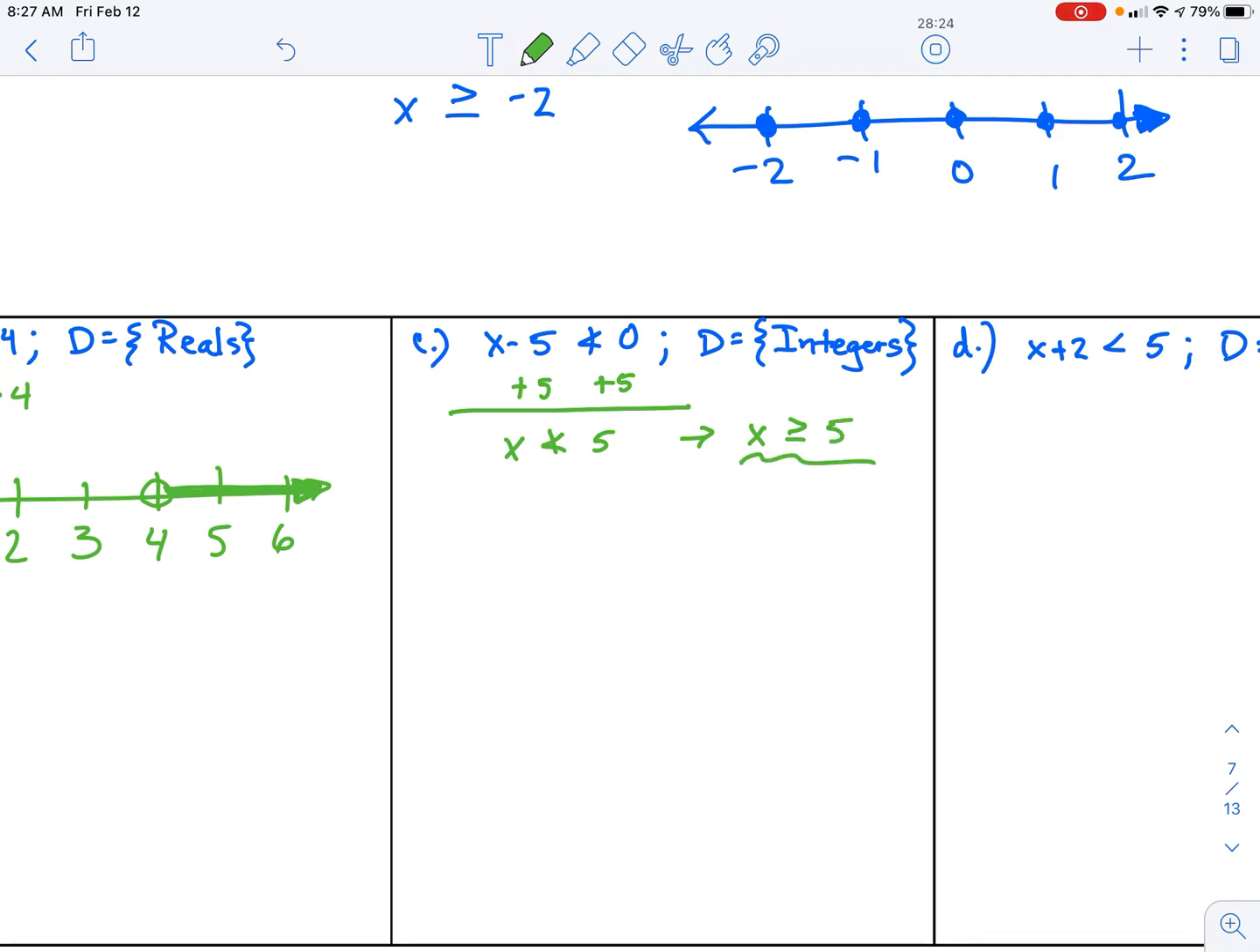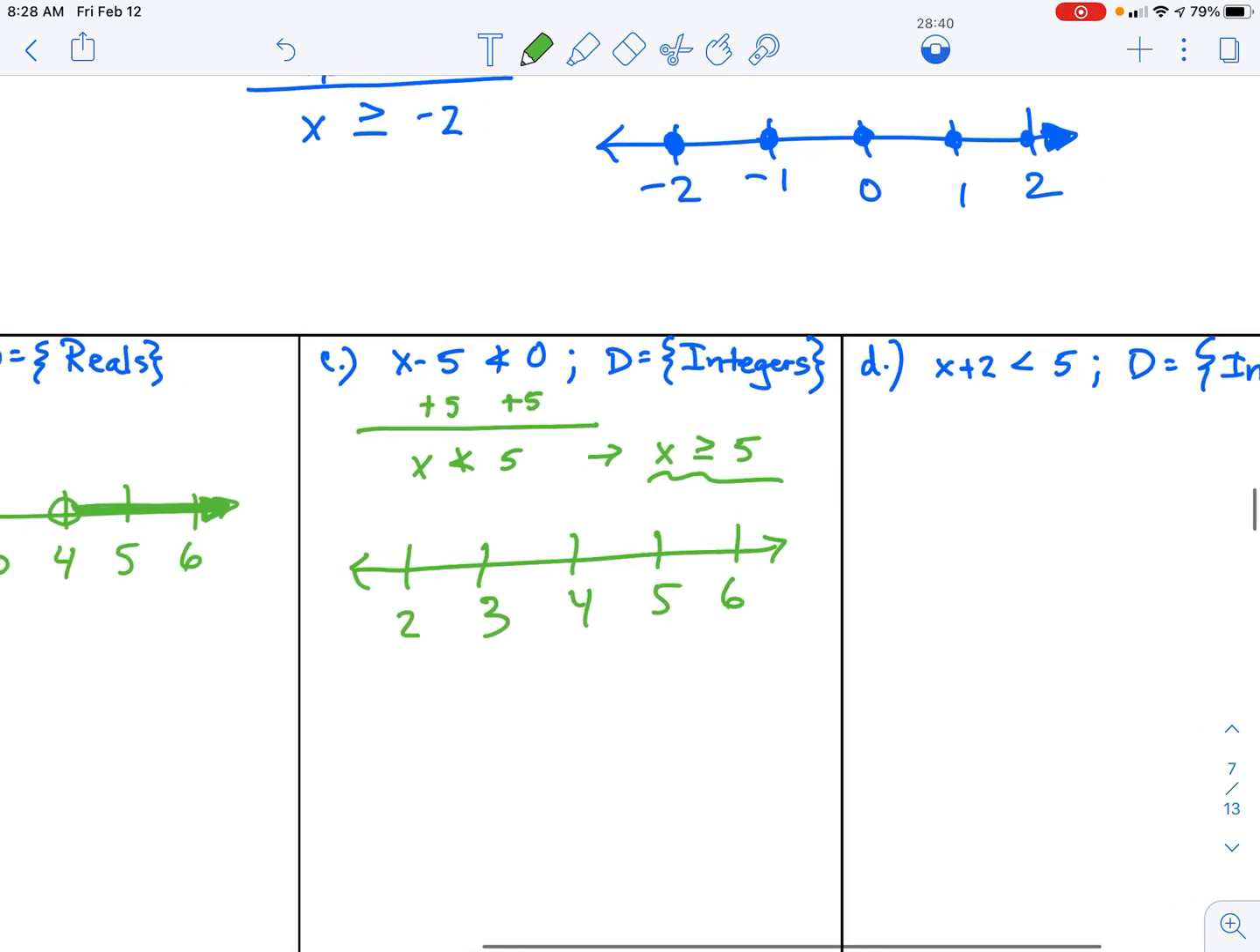So here's what we want to pay attention to. We also see that the domain includes all integers. And it happens to be that they're going to end up being positive because 5 is positive here. So we'll just graph a few numbers on here. We'll go 2, 3, 4, 5, and 6. And we'll show here on the number line. So if x is greater than or equal to 5, it will include 5 and integers, so no numbers in between, but in that direction forever and ever.